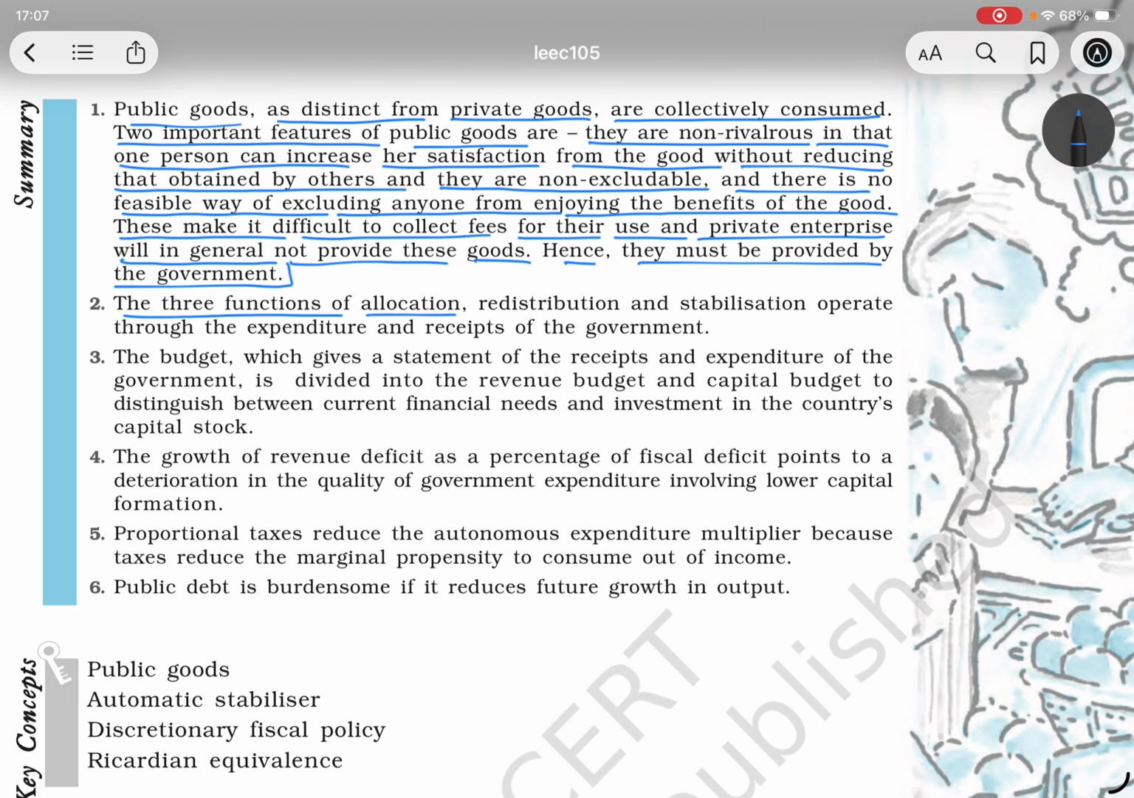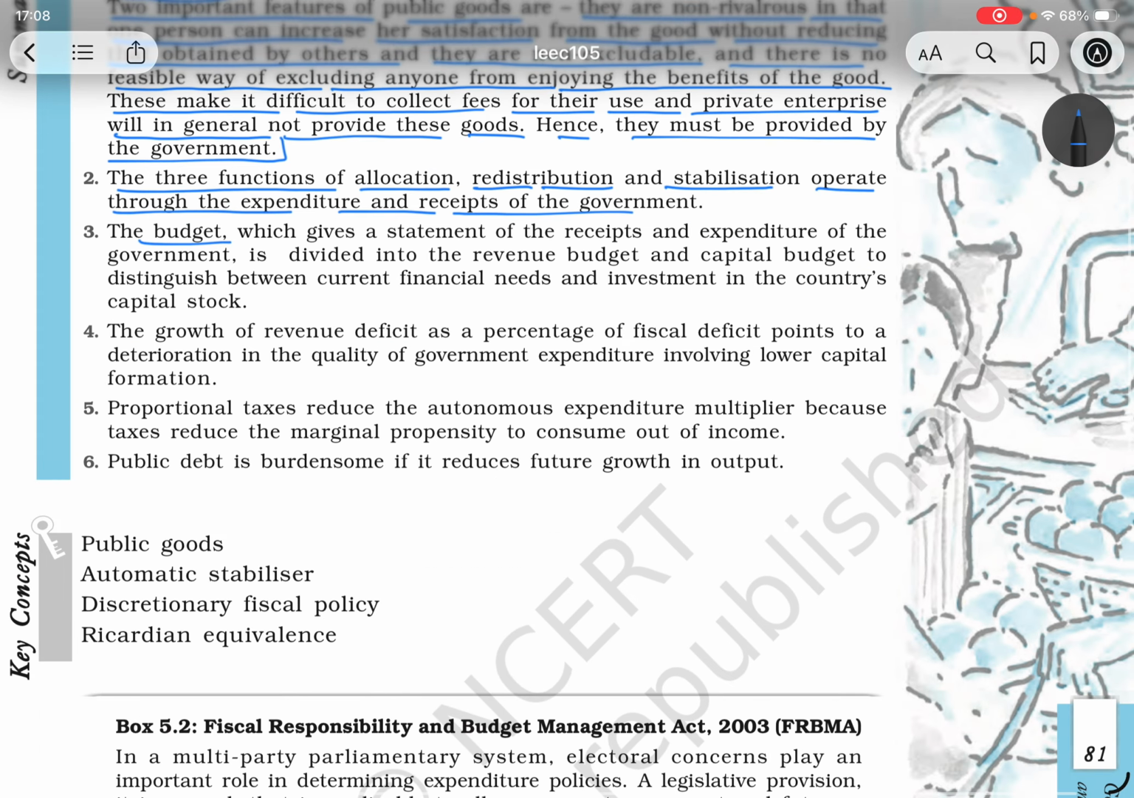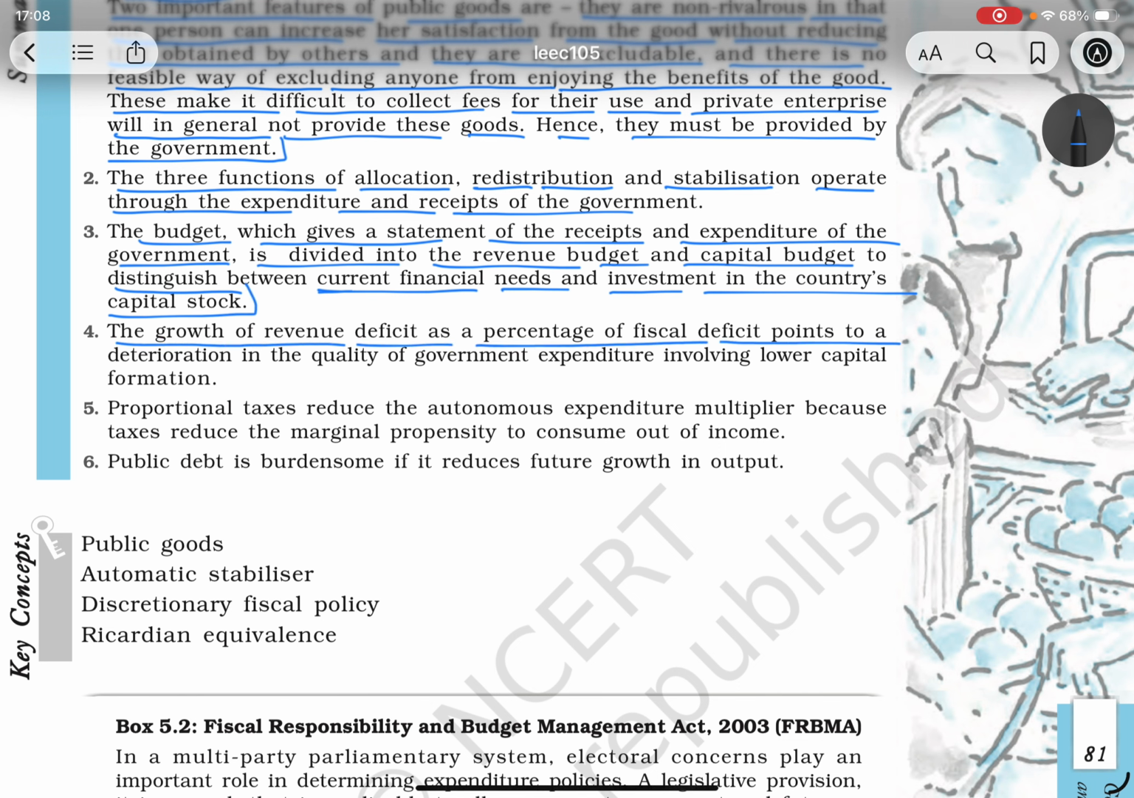The three functions of allocation, redistribution and stabilization operate through the expenditure and receipts of the government. The budget, which gives a statement of the receipts and expenditure of the government, is divided into the revenue budget and capital budget to distinguish between current financial needs and investment in the country's capital stock. The growth of revenue deficit as a percentage of fiscal deficit points to a deterioration in the quality of government expenditure involving lower capital formation.